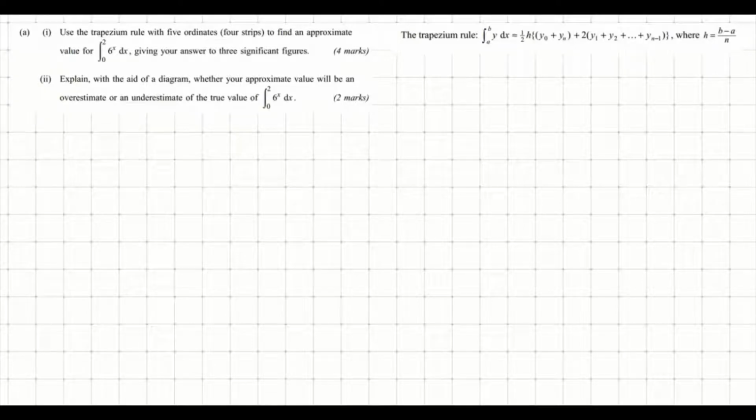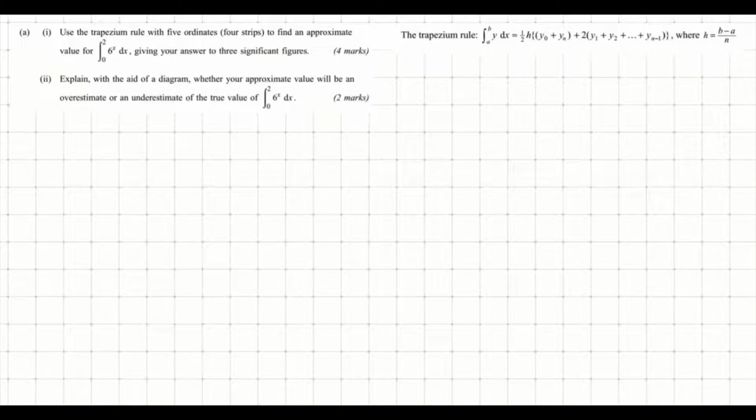In this video, we're going to look at an exam-style question using the Trapezium Rule. There we have the question on the left, and we also have the Trapezium Rule written out in full on the right. Okay, so let's look at this. For part 1, it says to use the Trapezium Rule with 5 ordinates or 4 strips.